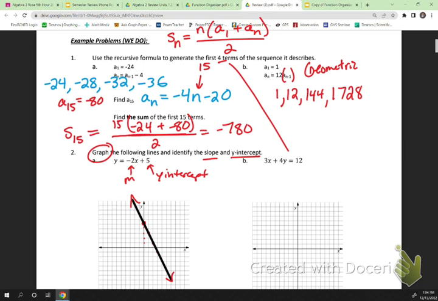What form is B in? Standard. It's in standard form. You still have to identify the slope and the y-intercept. Let's just solve this equation for y and write it in slope-intercept form. So I want to get y alone. So I'm going to minus 3x from both sides.